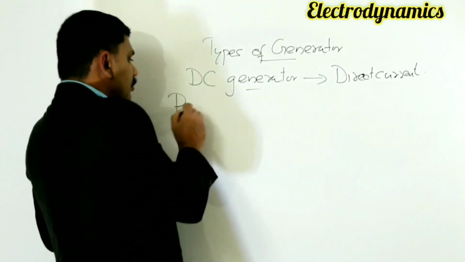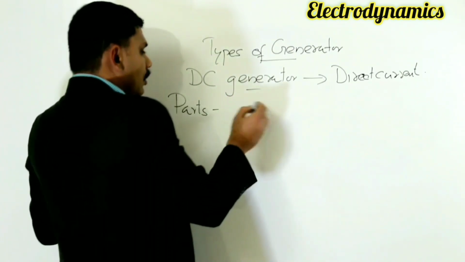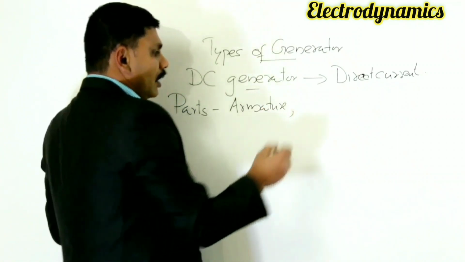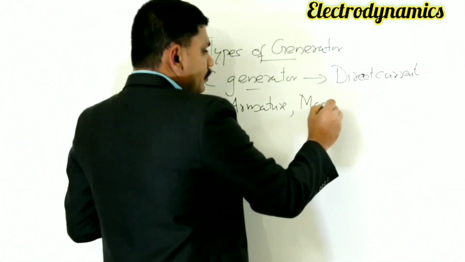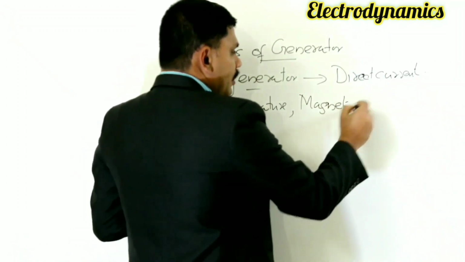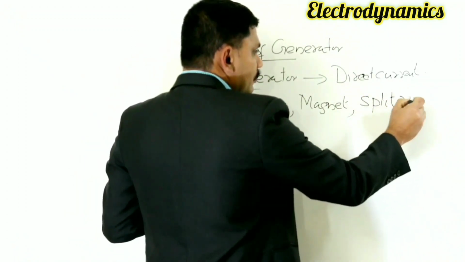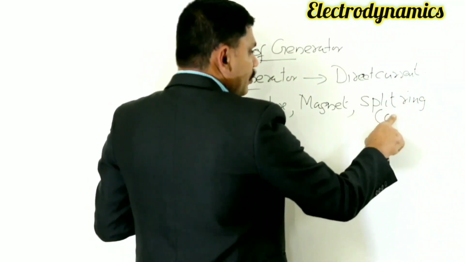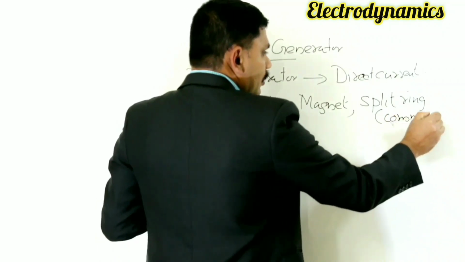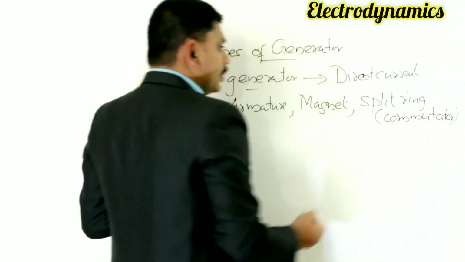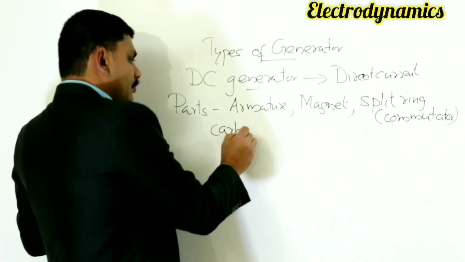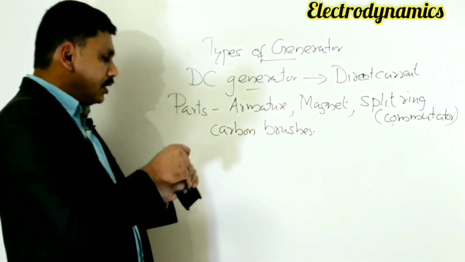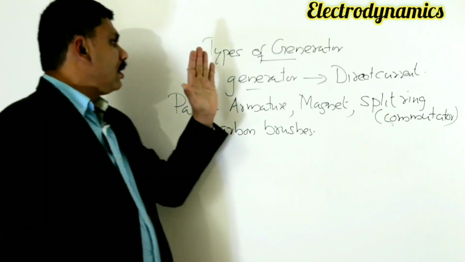Which are the main parts? The armature, then magnet, then split ring, or it is known as commutator, and the carbon brushes. So these are the main parts of a DC generator.